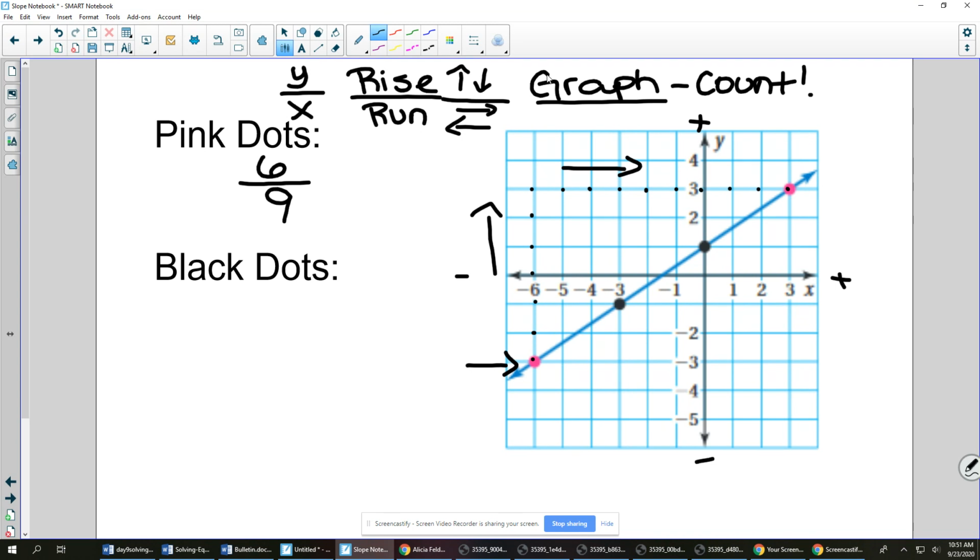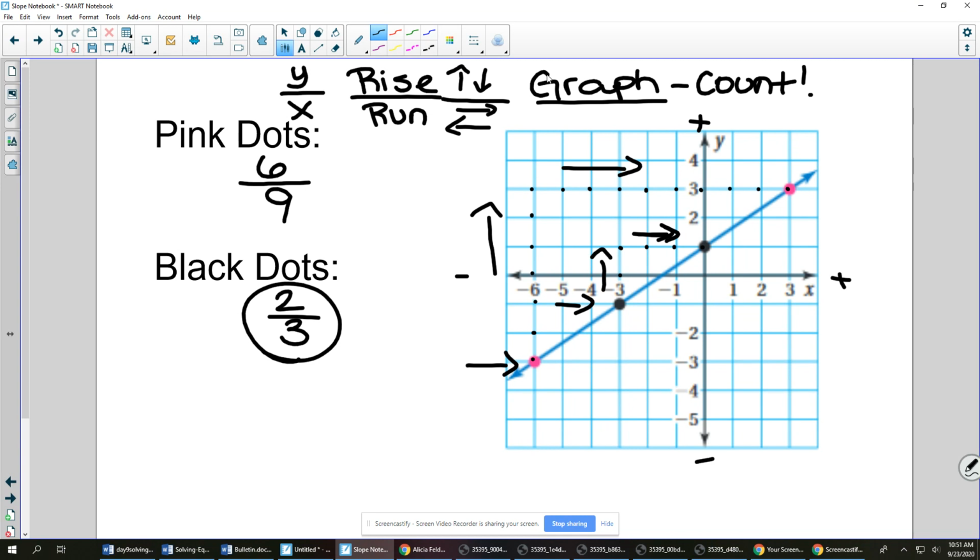So then I could have found it also from the black dot. So if I would start here at this bottom one, I would count up 1, 2. So I went up 2. And then I would count over. So 1, 2, 3. And then over. So I went over 3. Both were positive because I went up, which is a positive move, and to the right, which is also a positive move. My slope would be 2/3.